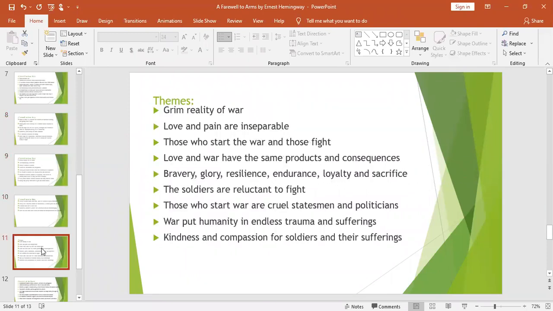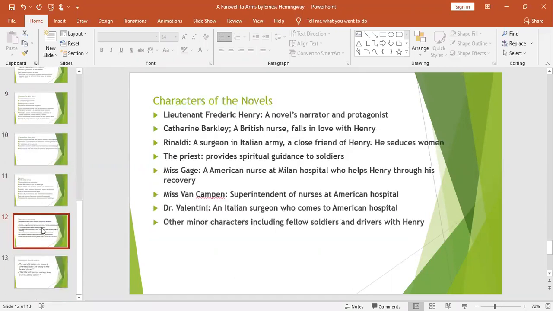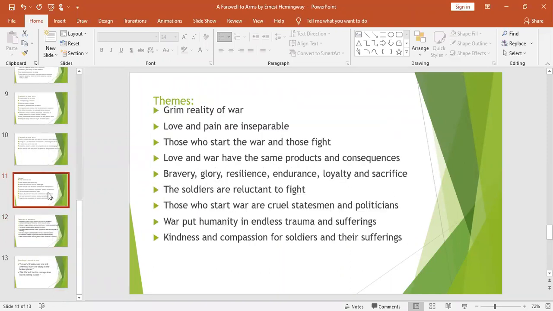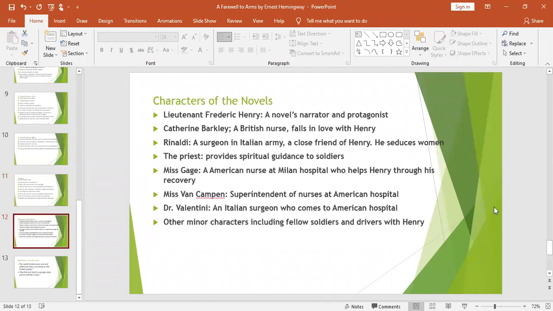And this slide is related to the theme. Yes, you can see the themes, and we come to the characters. You must have a better understanding when you come to know about the characters.